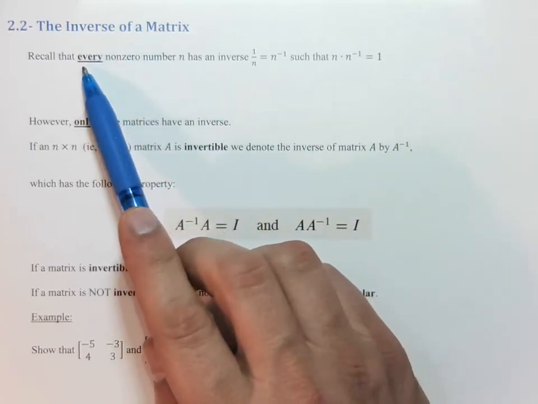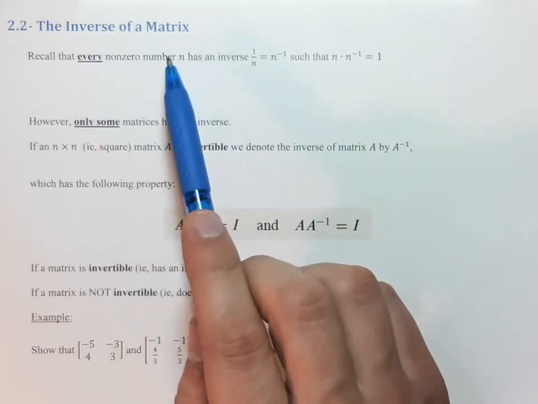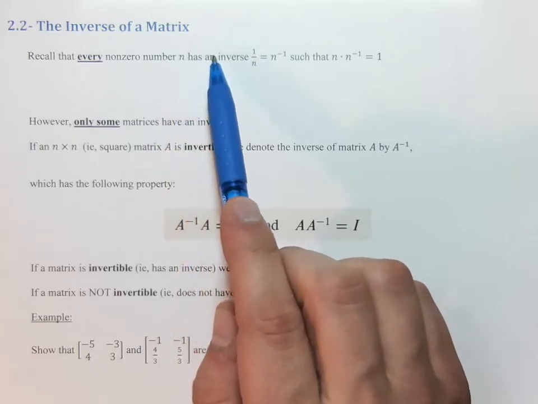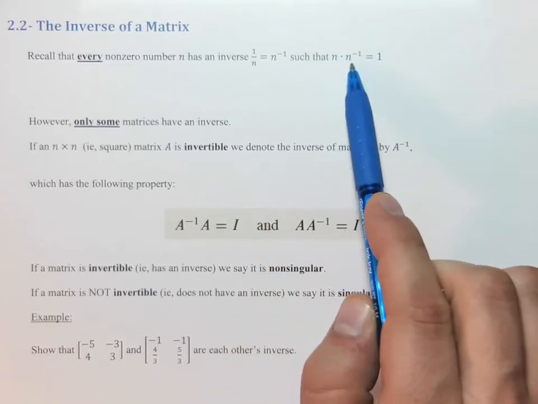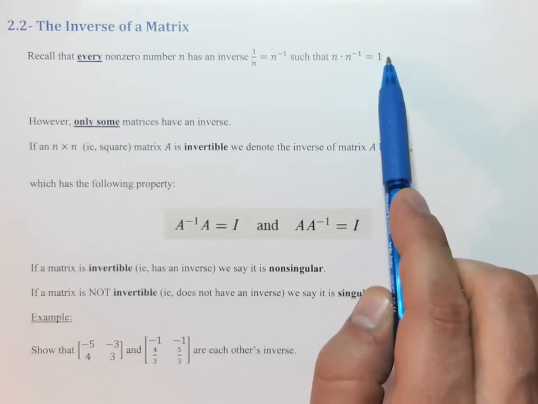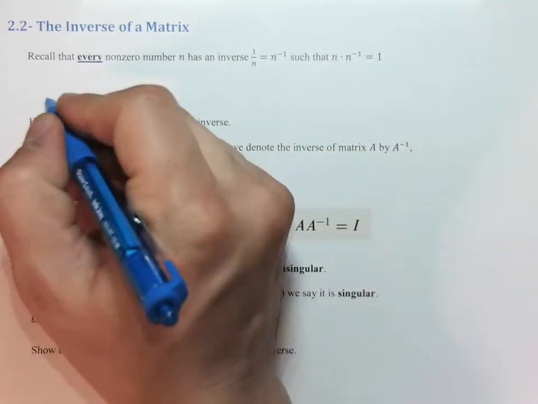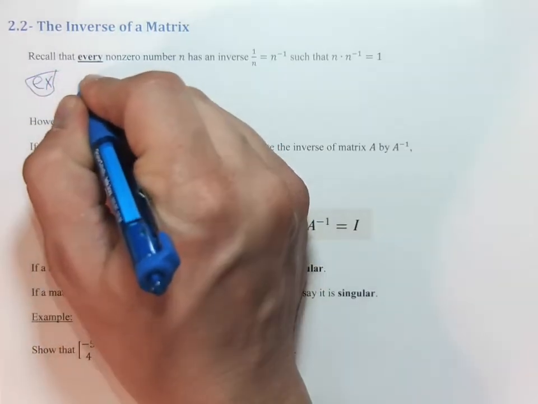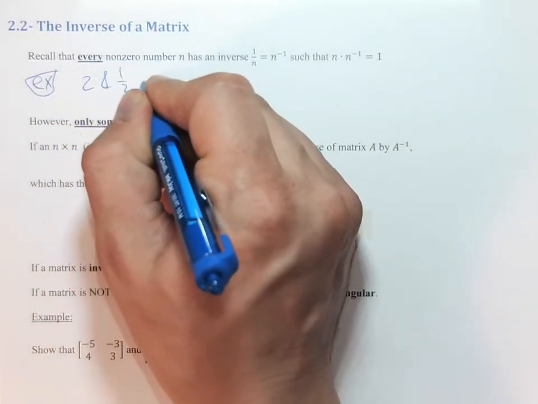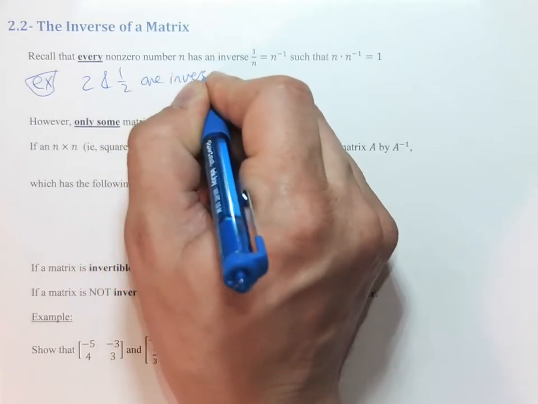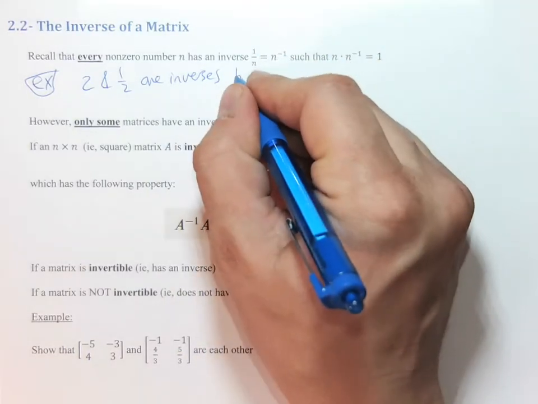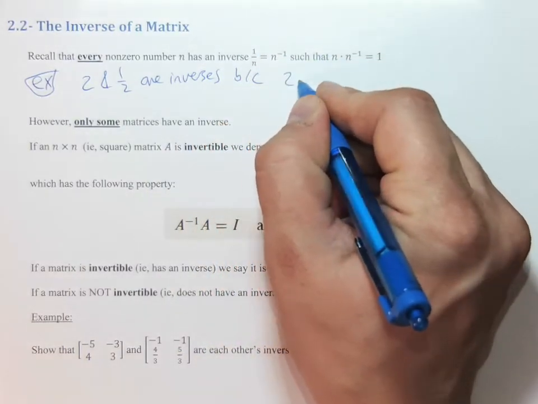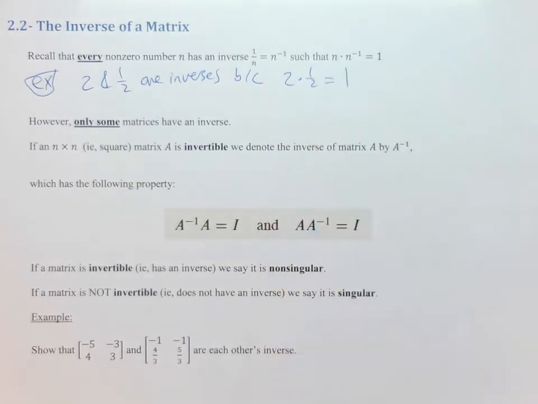And so every non-zero real number, n, has an inverse, a multiplicative inverse, which we call 1 over n, or n to the minus 1. And that means that they're inverses because when you multiply n and n inverse, you get the number 1. Right? So that's what it means to be a multiplicative inverse. So for example, we know that 2 and 1/2 are inverses of each other. Right? So n is 2, 1 over n would be 1/2. And we know they're inverses because when you multiply those two things, you get the number 1.